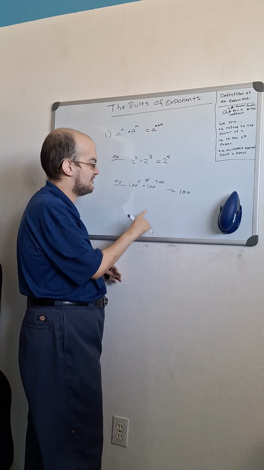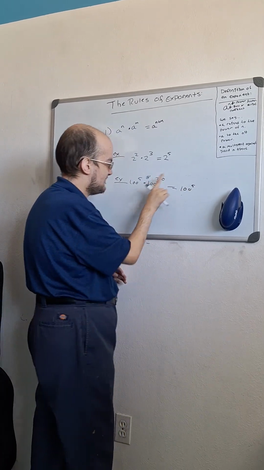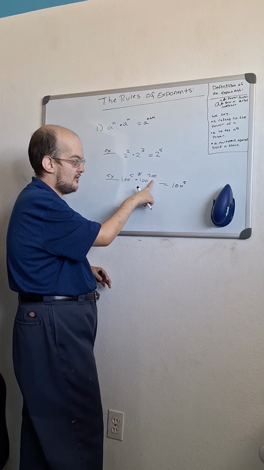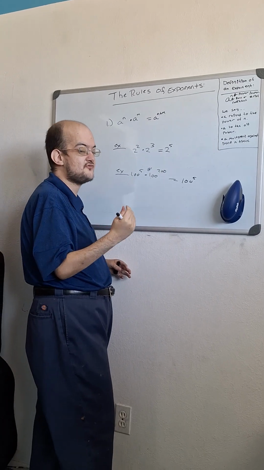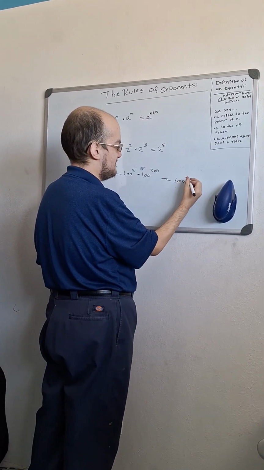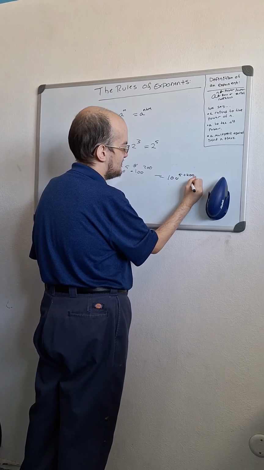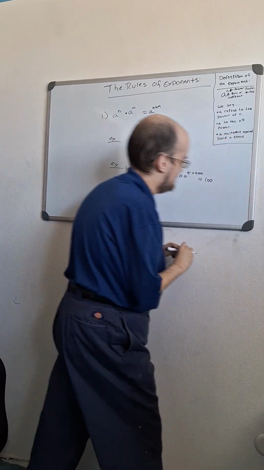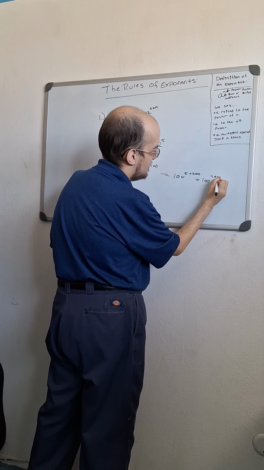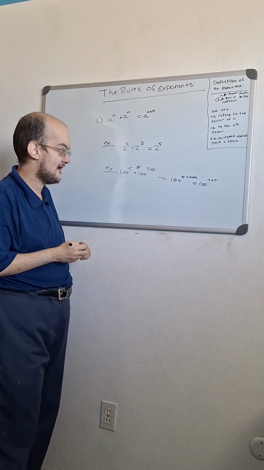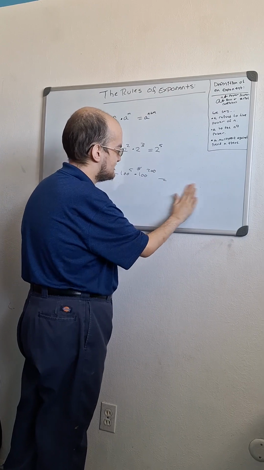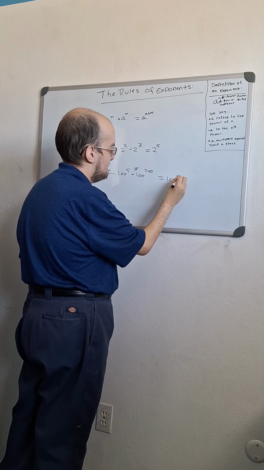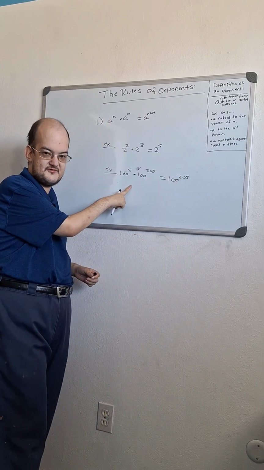I'm going to add the powers. So we went from 100 raised to the power of 5, multiplied by 100 raised to the power of 200, or 100 to the 200th power, down to 100 to the power of 5 plus 200. We're going to get 100, sorry about that, 100 to the power of 205. And again, without doing all this fancy stuff we did, you can say this means the exact same thing.